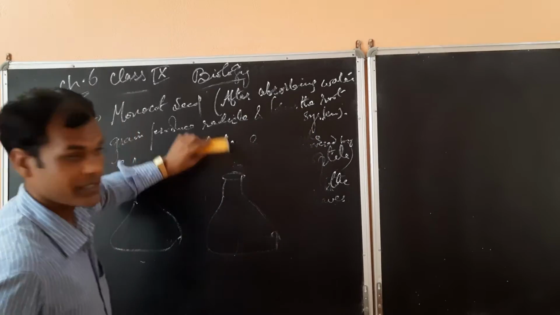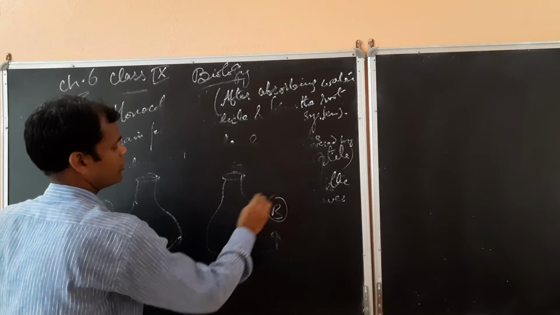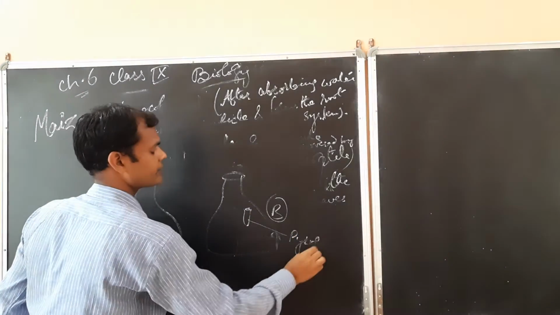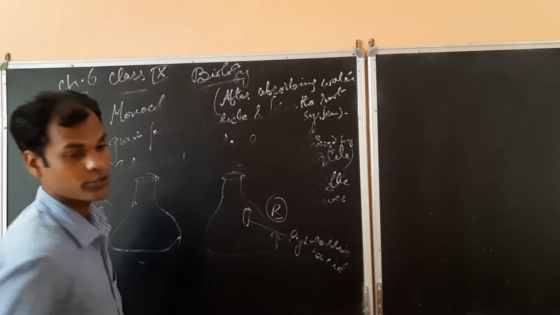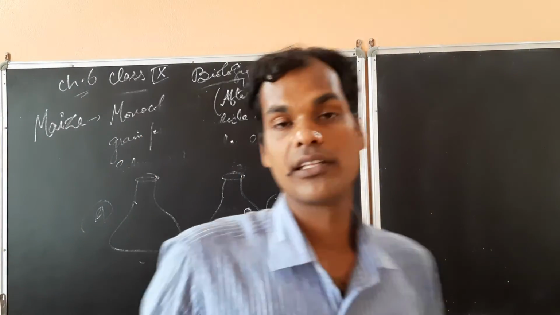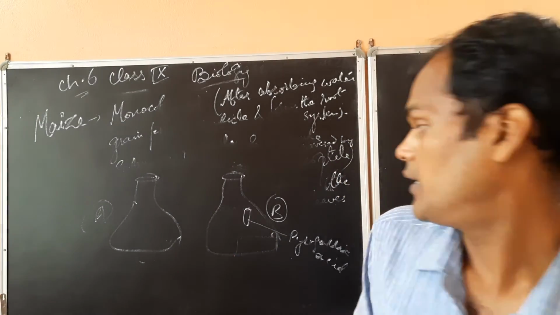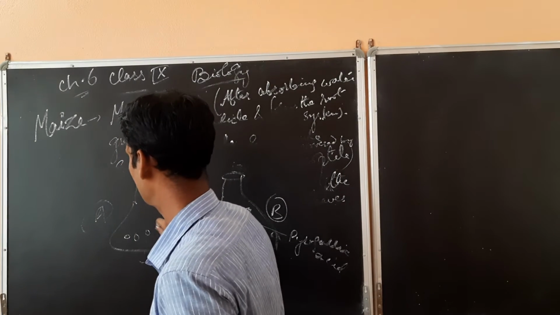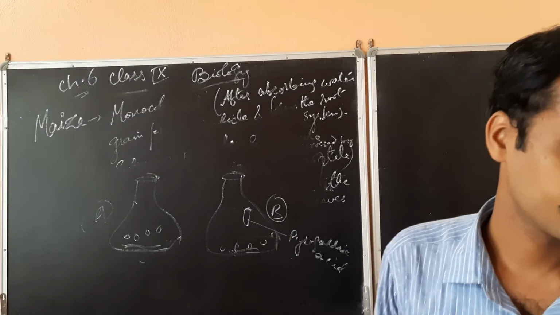in one of the petri plates, suppose this is A and this is B, you have to put pyrogallic acid in number B. So what the pyrogallic acid is doing, the pyrogallic acid absorbs all the oxygen. Here you have put the seeds, and here you have moist cotton, and also here you have moist cotton.